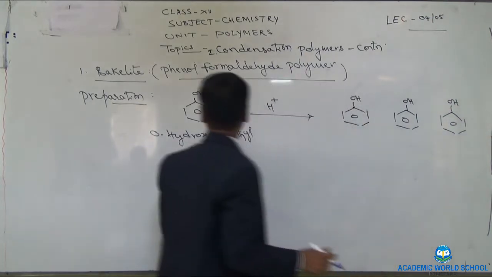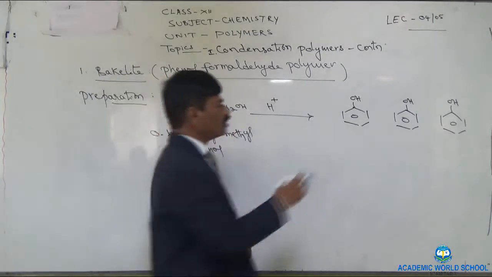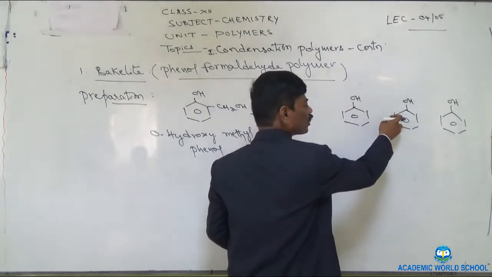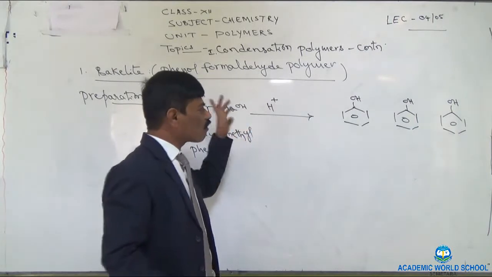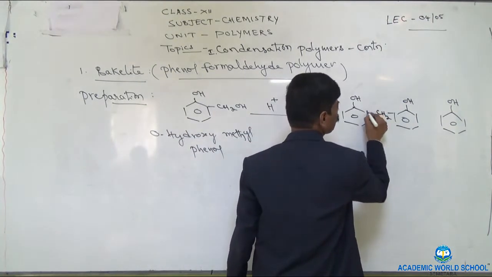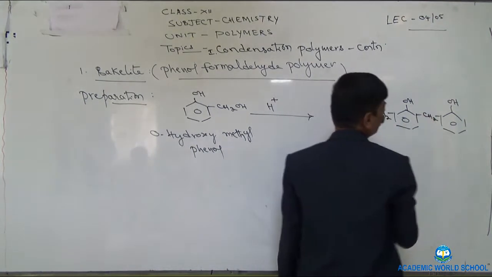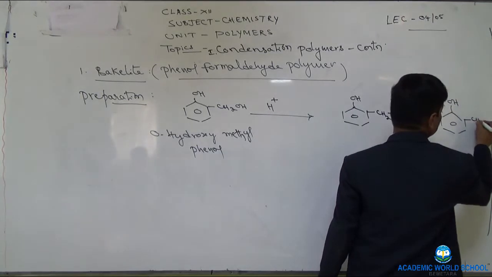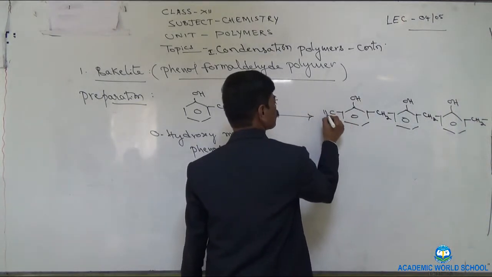And on one side we have CH2OH, means here. And here we will have hydrogen. That hydrogen and this OH gets removed in the form of water. That means in between, this CH2 group will come. Again here also CH2. On the other side CH2. Here also CH2. That's all.